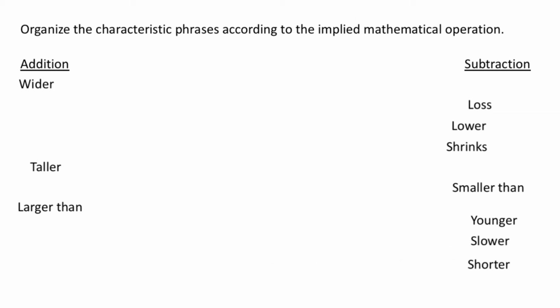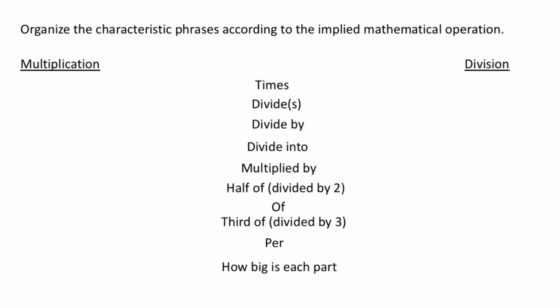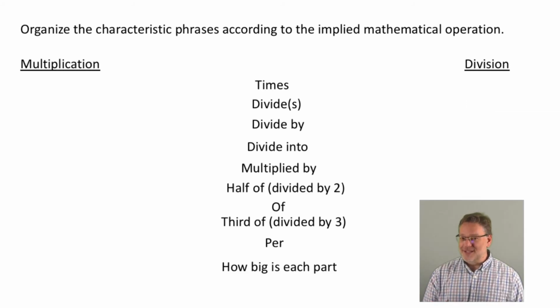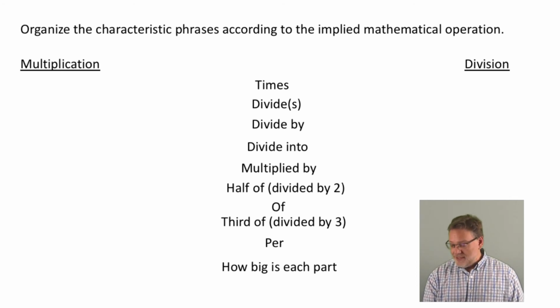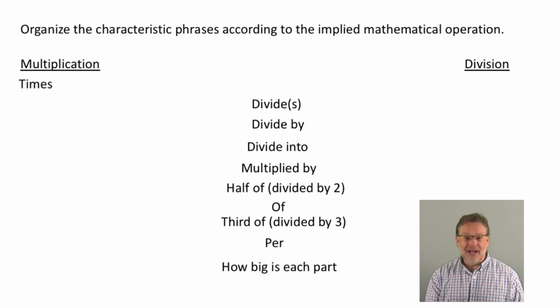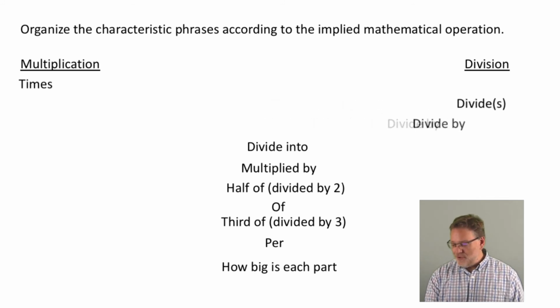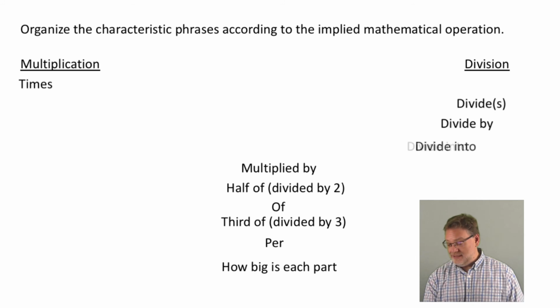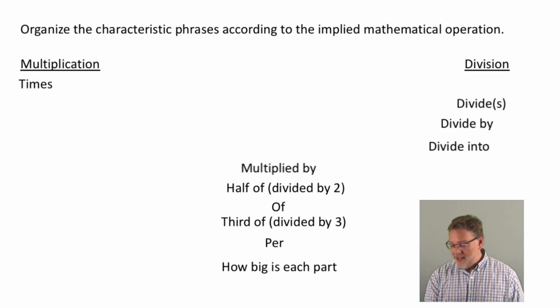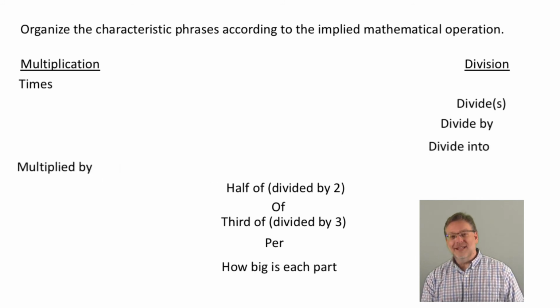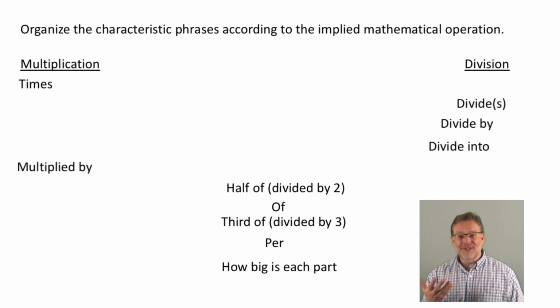All right, now we get to move on to multiplication and division here. And this might be a little more difficult than some of the previous ones that we were doing before for addition and subtraction. Times, perhaps you already know that that indicates multiplication. Divides, well, that's obviously division. Divide by, also division. Divide into, also division. Multiplied by, also multiplication. Half of. Now what's interesting is when we get into halves, there's actually two ways of thinking in terms of half.